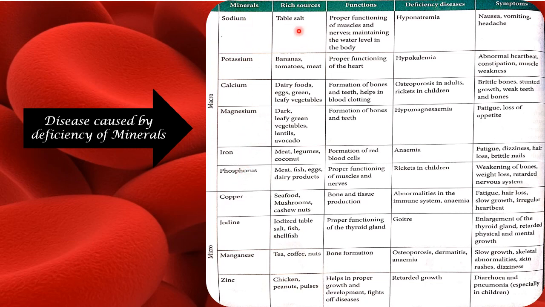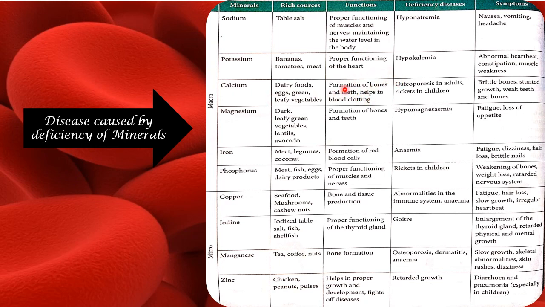So these are some rich sources where these minerals are obtained, like bananas, tomatoes. All these things we have in our food, but just make sure that you take the proper amount of food. And sodium, if you lack it, the main function of sodium is the proper functioning of muscles and nerves, maintaining the water level in our body, as well as the proper functioning of the heart.